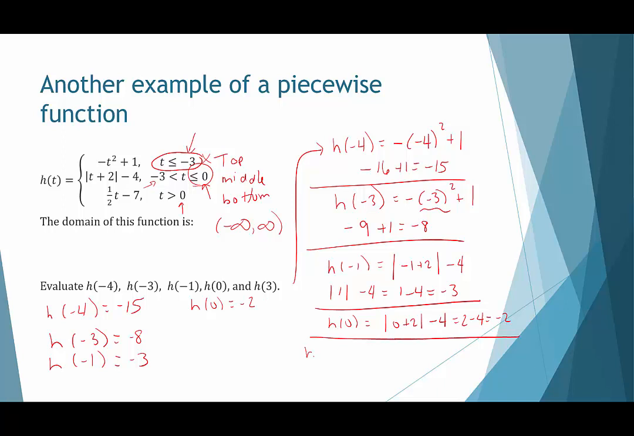And last but not least, we're going to evaluate h of 3. Where does 3 work? Where does it fit in which piece? The top, the middle, or the bottom? 3 is greater than 0, so we only plug it into the bottom piece. H of 3, that would be 1/2 times 3 minus 7. That's 3 halves minus 7. I'm going to rewrite 7 as 14 halves, just so that they have the same denominator. We end up with -11 halves, or -5.5. So when we look at h of 3, we get -5.5, or -11 halves. Any one of those is fine.